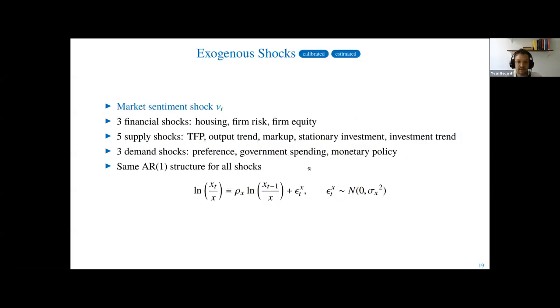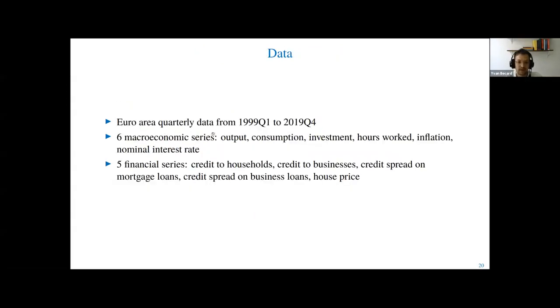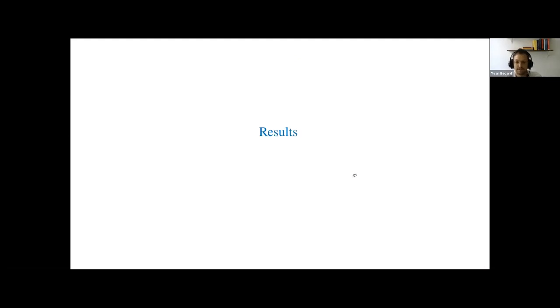Okay, so we estimate this model with a bunch of shocks. The data we use is standard. We have macro data, and then we have credit to households, credit to firms, credit spread on households, credit spread on firms, and we have house prices. And we estimate this with Bayesian methods. What do we find?